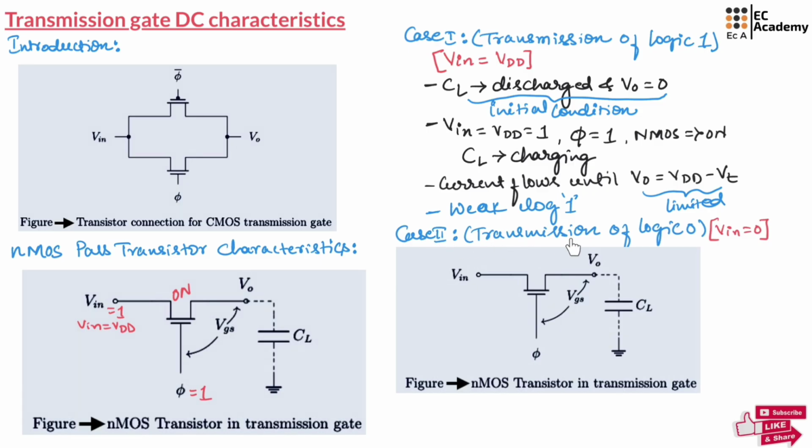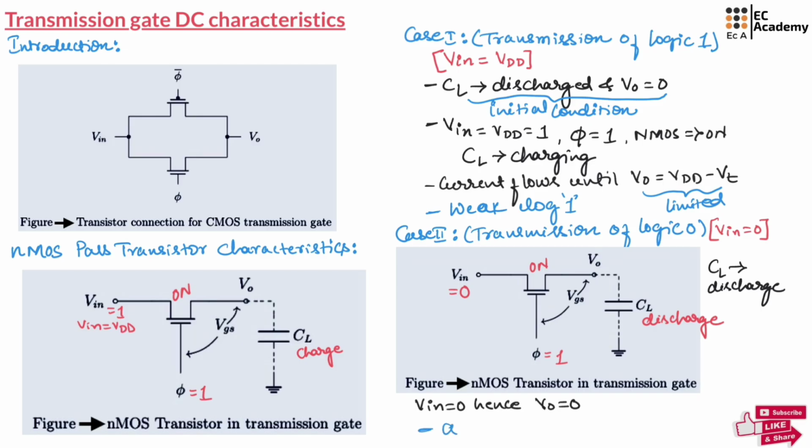Now let us understand case 2 when the NMOS is transmitting logic 0. So this will happen when Vin is equal to 0. Now when Vin is equal to 0 and phi is equal to 1, NMOS will be on, and since input is equal to 0, there will be no current flowing between input and output. Hence the capacitor starts discharging. Since Vin is equal to 0, V0 will also be equal to 0. So we can say logic 0 is transmitted accurately in case 2. So in case 2, we will be having an accurate logic 0 without any degradation.